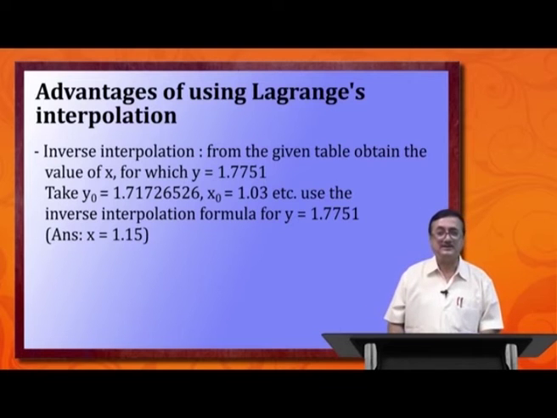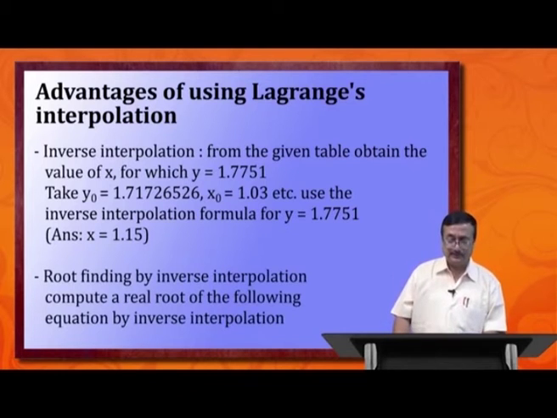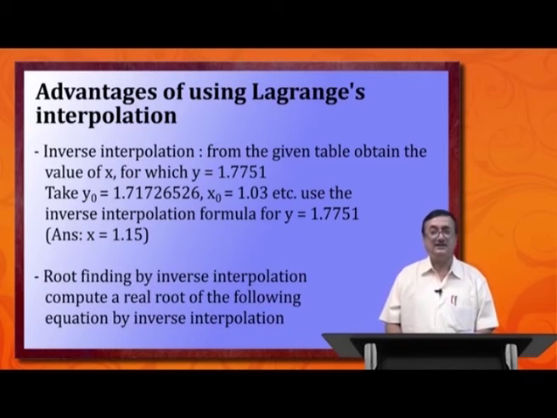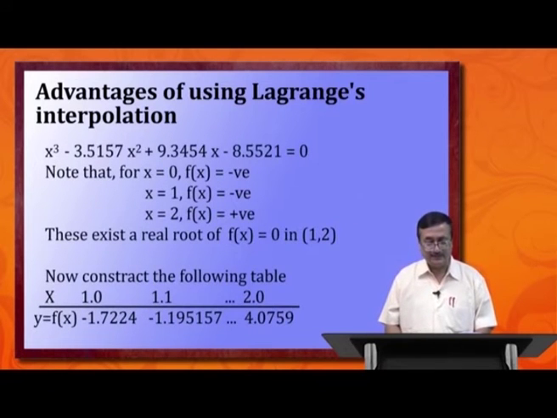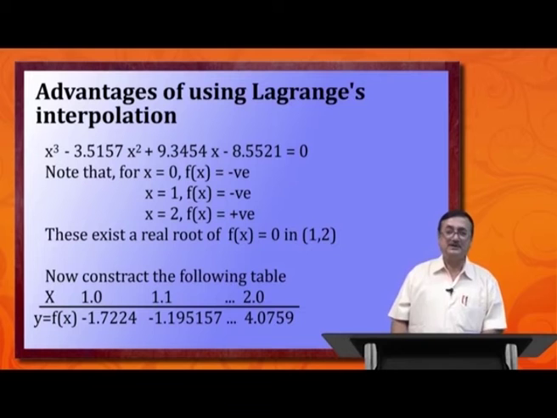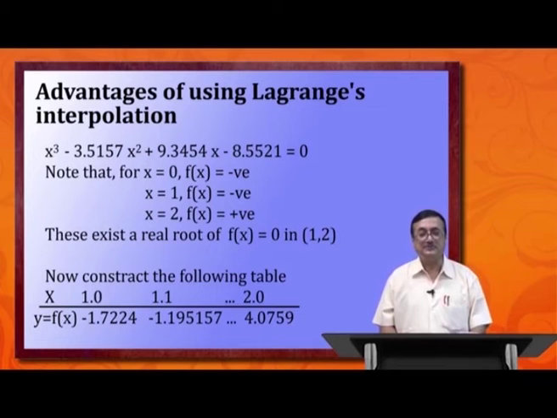Another important application of Lagrange's interpolation formula is the root finding of an equation, particularly an algebraic equation. Consider an equation like this: x cube minus 3.5157 x square plus 9.3454 x minus 8.55210. We are required to find a real root of this equation. First of all, we assume that f(x) is a well-behaved function, that is, it is free of oscillations in the neighborhood of the root.